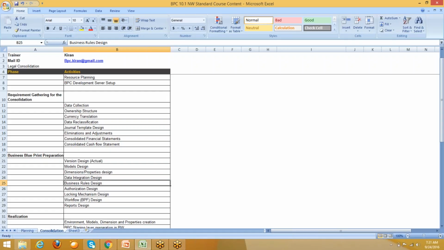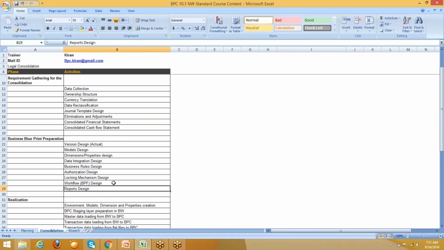Business rules design. So when I say business rules, eliminations and adjustments is a business rule. Currency translation is a business rule. Data reclassification is a business rule. So what are the business rules we are going to develop? What are the source and targets of these business rules we are going to mention here? Authorization design, locking mechanism, workflow, reports.